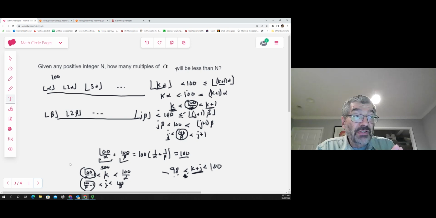So what does that tell me about k plus j? K plus j are both integers, and when you add them together, they're going to be greater than 100 over alpha minus 1 plus 100 over beta minus 1. That's 100 over alpha plus 100 over beta minus 2, which is 98 on the nose. So k plus j is greater than 98, but also it's less than 100, because 100 times 1 over alpha plus 1 over beta is exactly 100. K and j are both smaller than 100 over alpha and 100 over beta respectively, because 100 over alpha and 100 over beta are irrational numbers. You have to round them down to get to k and j. So k plus j is an integer, because k and j are, that is strictly greater than 98 and strictly less than 100. Hey, that's 99.